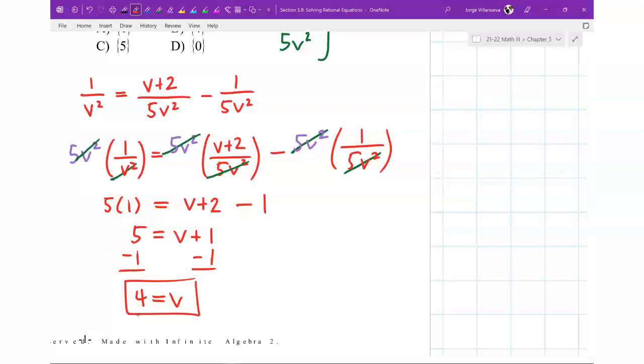Are we okay with that? Any questions with this one or the previous one?